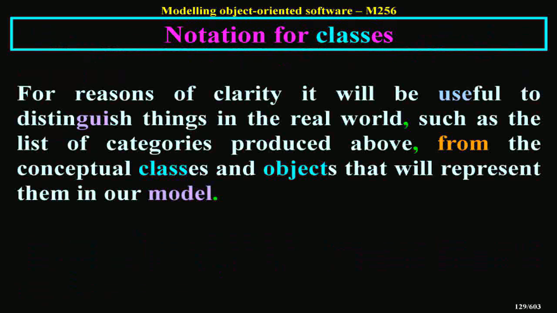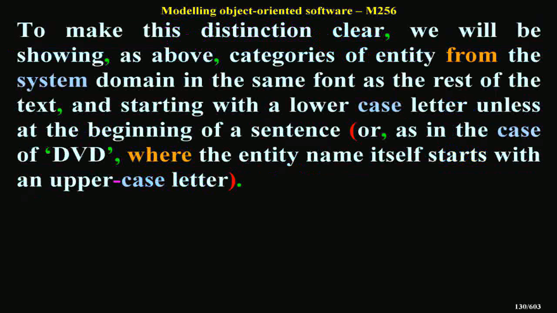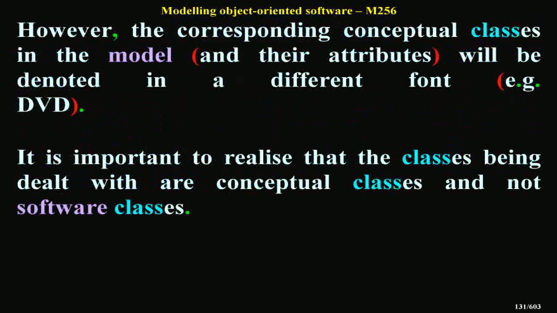Notation for classes. For reasons of clarity, it will be useful to distinguish things in the real world, such as the list of categories produced above, from the conceptual classes and objects that will represent them in our model. To make this distinction clear, we will be showing, as above, categories of entity from the system domain in the same font as the rest of the text, and starting with the lowercase letter unless at the beginning of a sentence or, as in the case of DVD, where the entity name itself starts with an uppercase letter. However, the corresponding conceptual classes in the model and their attributes will be denoted in a different font, e.g., DVD.